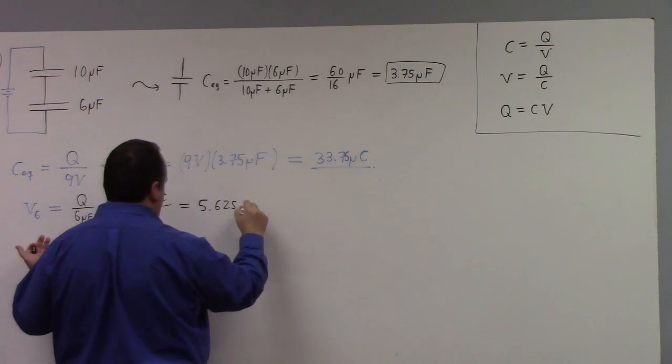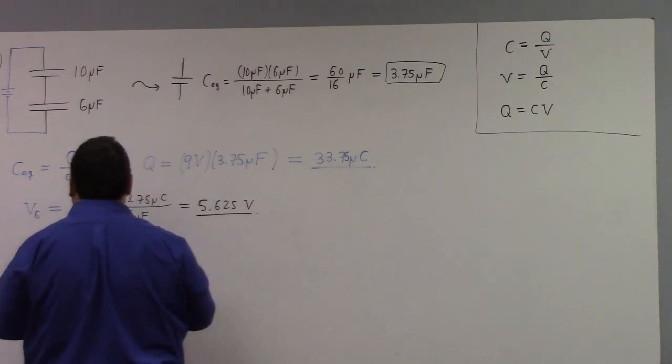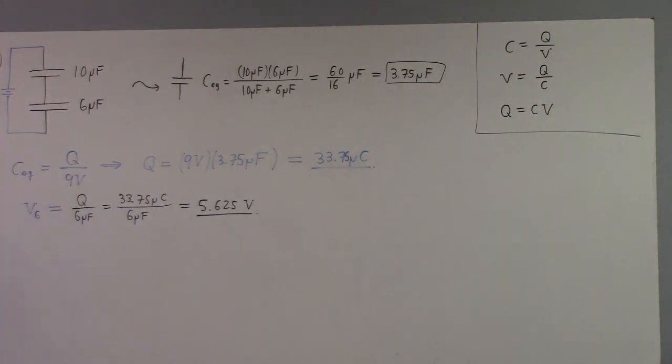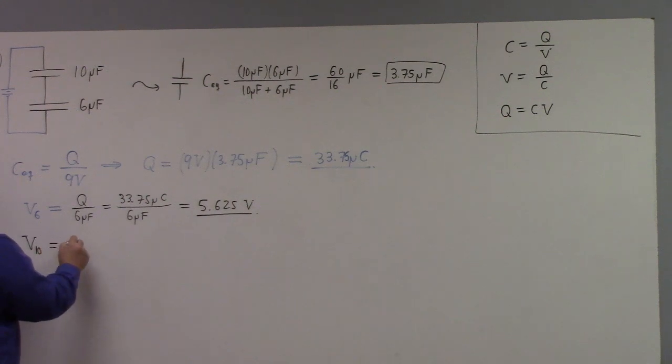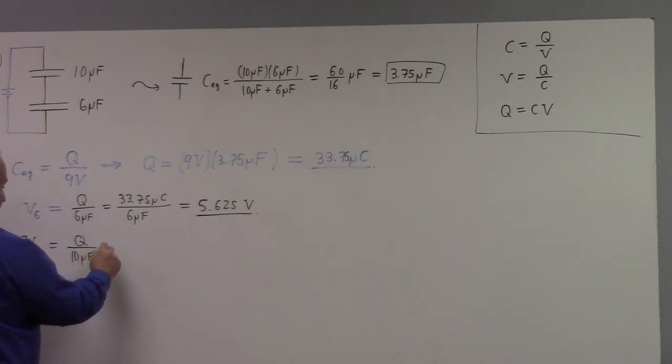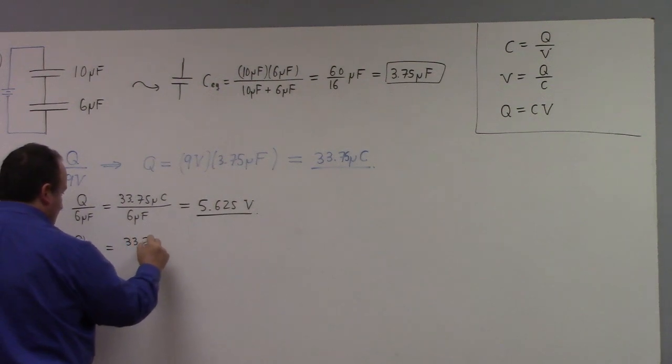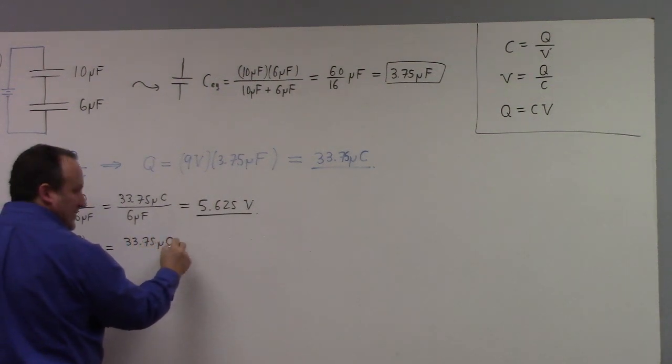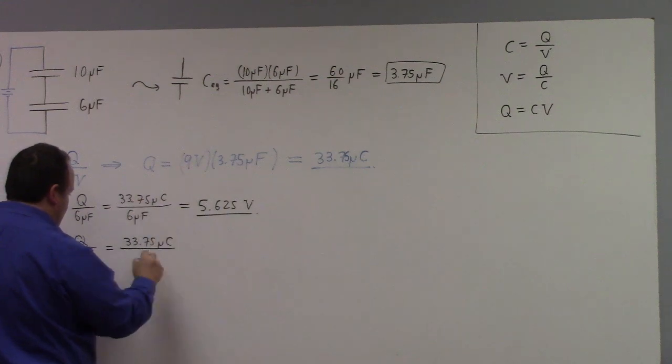5.625, and this is volts. So there you go. That's the voltage across the 6 microfarad, all right? And then what's the voltage across the 10 microfarad? 3.375. How did you calculate that? You're cheating. All right, very good. So 33, we don't know that yet. We sort of don't know that yet, but you're right.